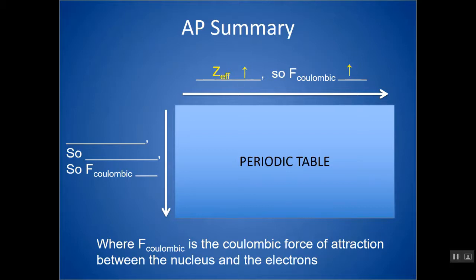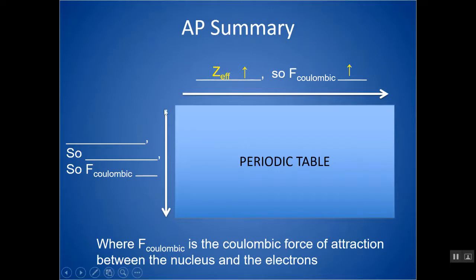So you can use that to explain radius. You have a bigger force of attraction, it pulls electrons in tighter, smaller radius. You can use that to explain ionization energy. Higher effective nuclear charge, more attraction between protons and electrons, harder to remove electrons, and so on and so forth. You're going to see that this is your explanation, and you might get sick of writing about it.